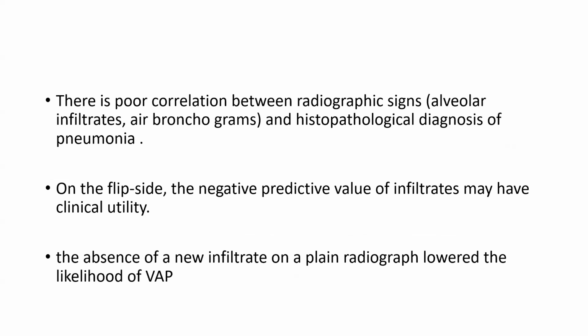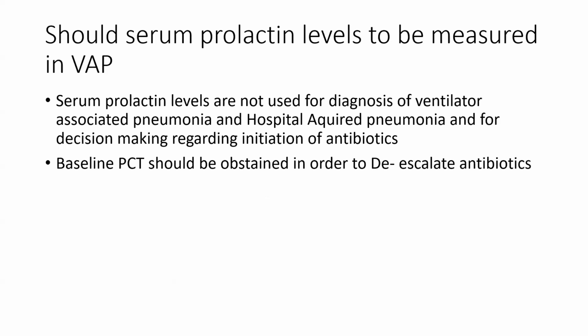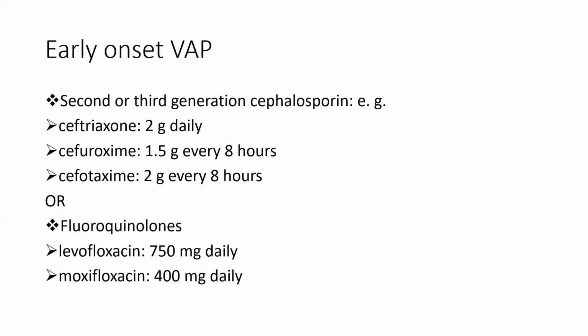So relying only on chest radiography for the diagnosis of VAP is not advisable. There is poor correlation between the radiological sign and the histopathological diagnosis of VAP. On the flip side, the negative predictive value of the infiltrate is high. So if there is an absence of new infiltrate on the plain radiograph, then there is a low likelihood of ventilator associated pneumonia. Now the next is how should we rely on the PCT level? For diagnosis and for starting the antibiotic, PCT is not useful, but we should obtain the baseline PCT because it will help in de-escalation of the antibiotics.